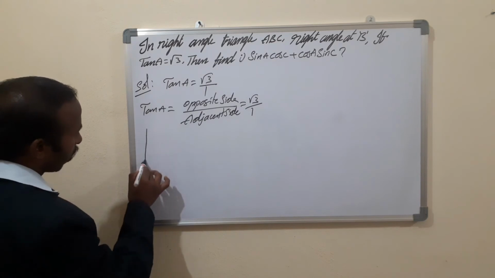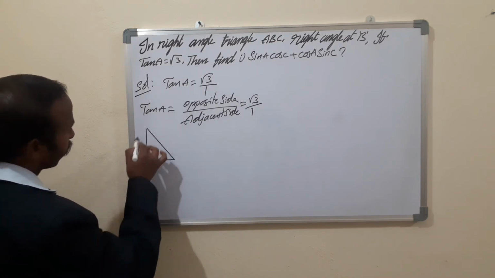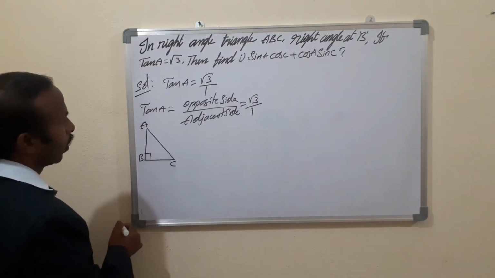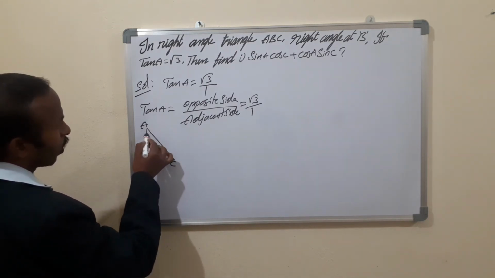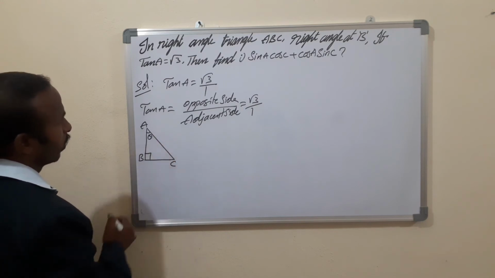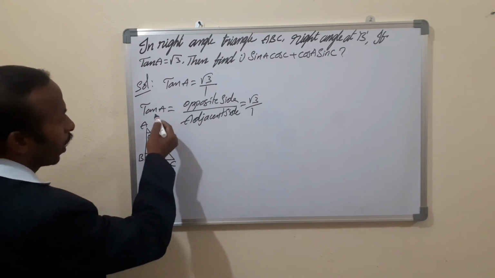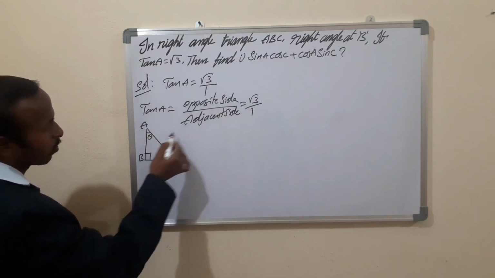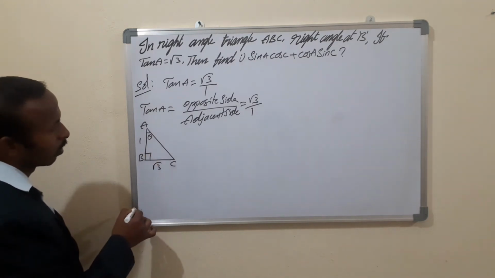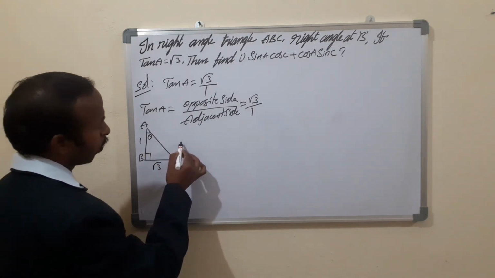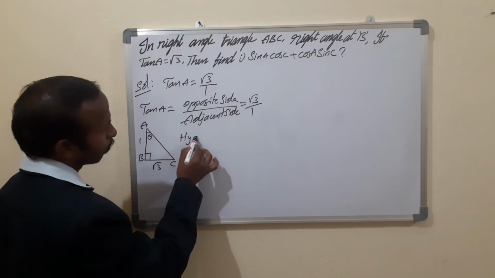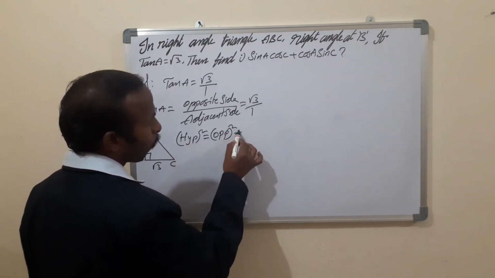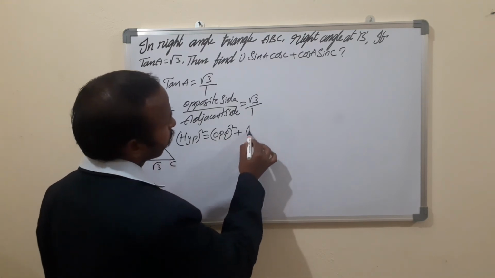Now consider a right angle triangle. Right angle is at B. It is given in the question. Now see here, tan A, you have to consider theta at A. Now see, tan A opposite is BC, that is how much? Root 3. By adjacent is AB, that is how much? 1. Now according to the Pythagoras principle, hypotenuse square equal to opposite square plus adjacent square.